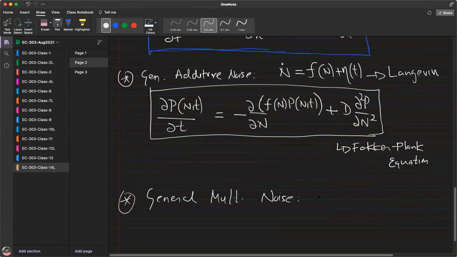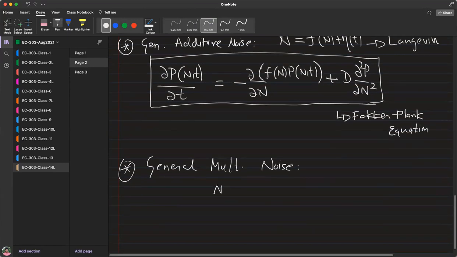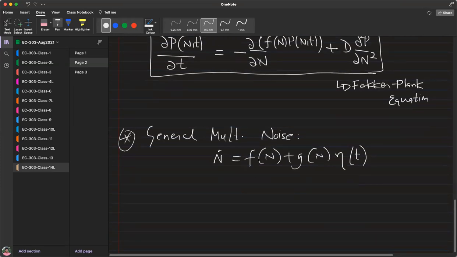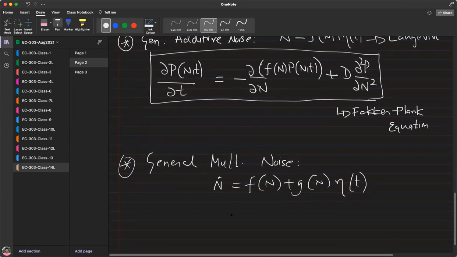The Langevin equation now looks like this: f of n plus g of n eta of t, where eta is the Gaussian white noise. Can you guess what the Fokker-Planck equation is going to be for this? What will be the drift term? Anybody guess?